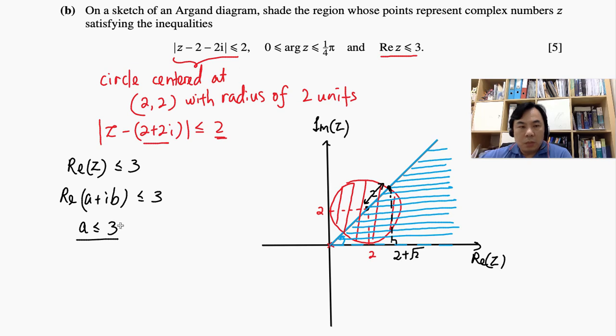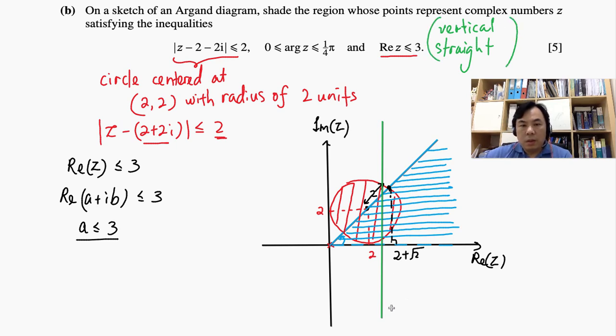I'm not really drawing that accurately. So 3 is somewhere here. So I'm going to draw a straight line. Hold on. Let me get a different color so that we can see the difference here. Okay, so 3. This represents a vertical straight line. You can see that, this is basically x equals 3, all over here, right? And then it should be less than, so it should be all this side.